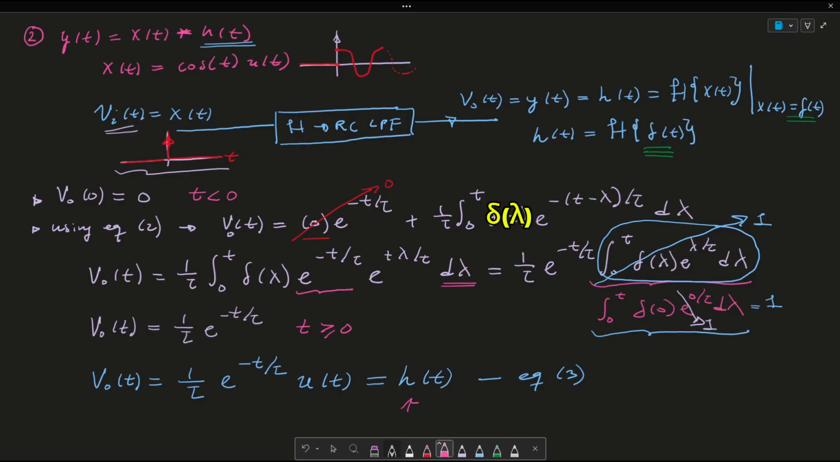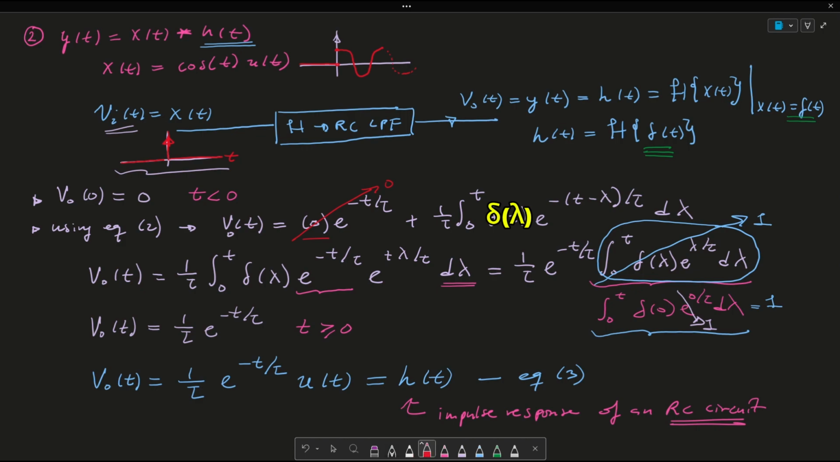I want to explicitly state that this here is the RC circuit response to an impulse input, or you can say it is the impulse response of an RC circuit. I hope this slide makes sense. If you have any questions or concerns, please leave them down in the comment section below, and I'll be sure to get back to you.